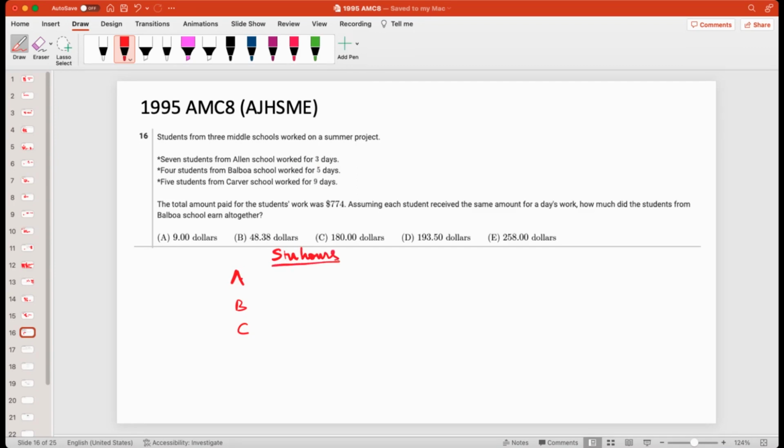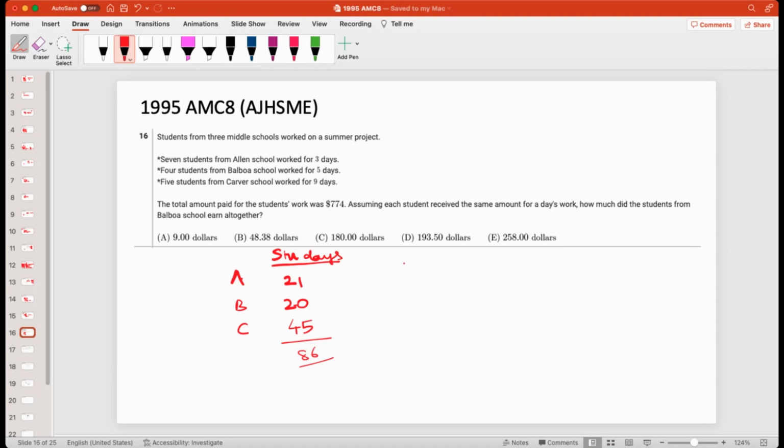It's a multiplication of the students by the days. It's not student hours, sorry, it's student days. Okay, so I'm going to say student days. So now this is going to be 21. 7 threes are 21. This is going to be 4 students 5 days. So 5 fours are 20. This is going to be 5 students 9 days. So 45. Right. So I get 86.